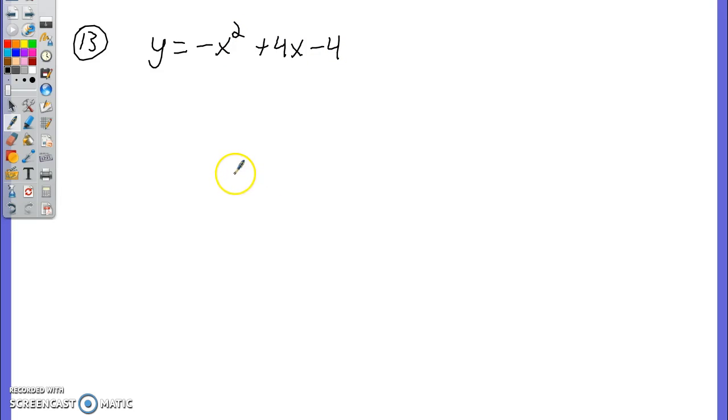All right, so the first thing we have to do is find the axis of symmetry, which is the x value of the vertex. So we do that by identifying our a and our b.